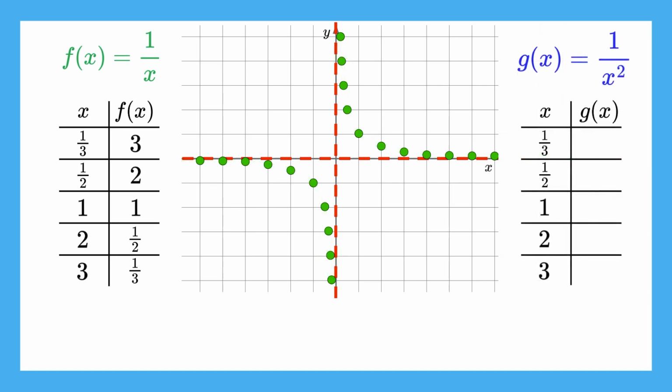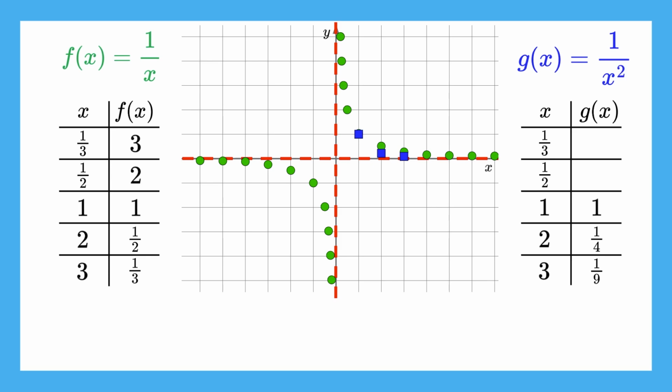Let's keep the green points for 1 over x on the graph to compare the two functions when we're done. So we'll use blue squares for the points of 1 over x squared. On the right side, it looks pretty similar. At x equals 1, 1 over 1 squared is still 1. So the point (1, 1) is on this graph too. At x equals 2, instead of 1/2, we have 1/4. So we plot the point (2, 1/4). And at x equals 3, instead of 1/3, we have 1/9. We plot the point (3, 1/9).